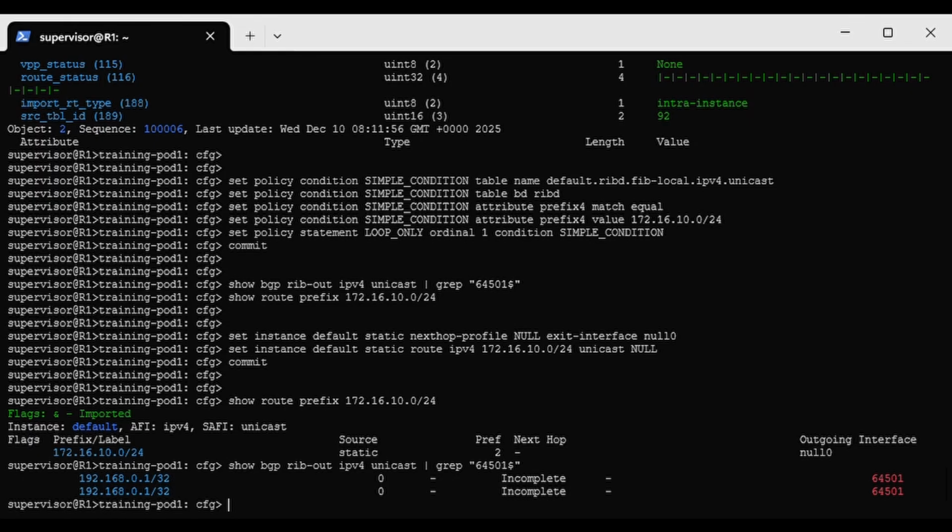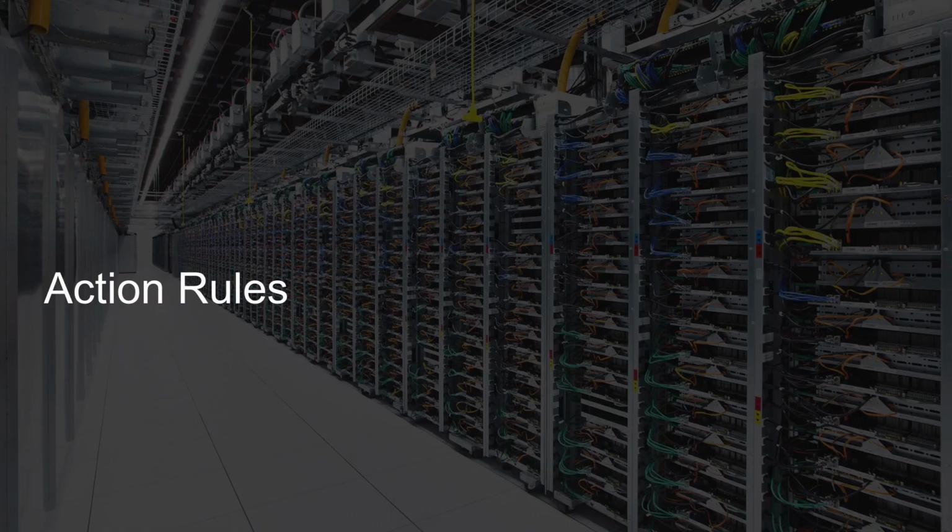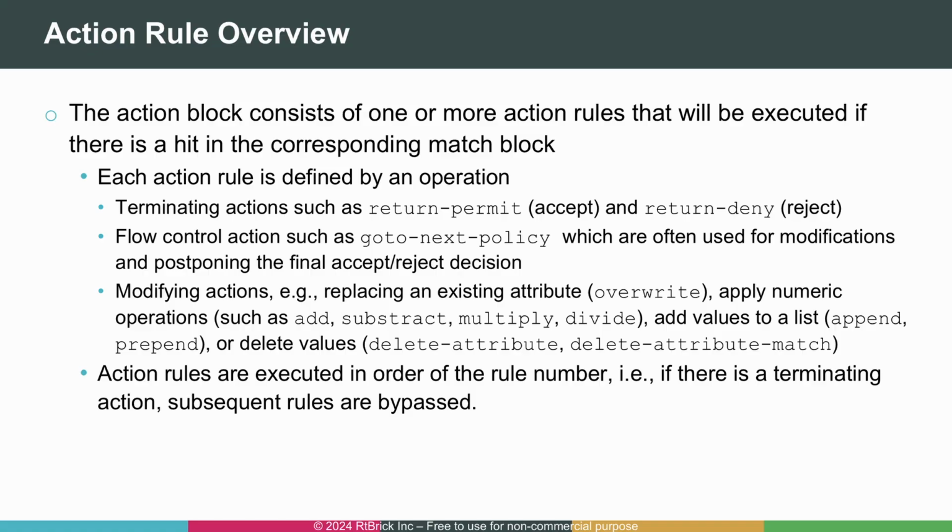Now that we've covered match rules in detail, let's briefly discuss action rules. Just like the match block, each ordinal has an action block. This block contains one or more action rules that will only be executed if there's a match in the corresponding match block. Each action rule is defined by an operation that specifies what should be done. These operations fall into three categories.